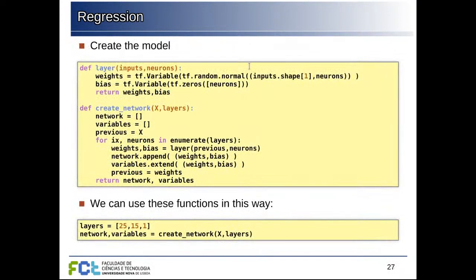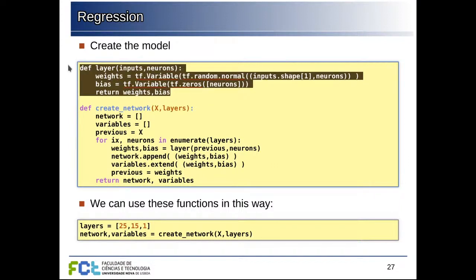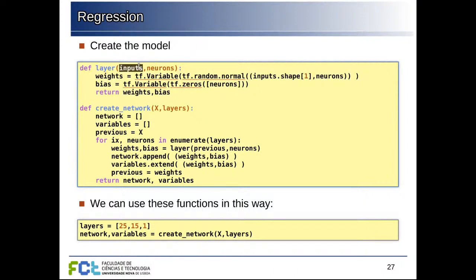Then, to create a model, it's easy. It makes it easier if you create some functions to create the network. So here I created a function for generating a layer of neurons. I give a NumPy array with the inputs for this layer and a number of neurons that I want. So what I need is to create a TensorFlow tensor, a variable that is initialized at random and has as many rows as the columns in the inputs.